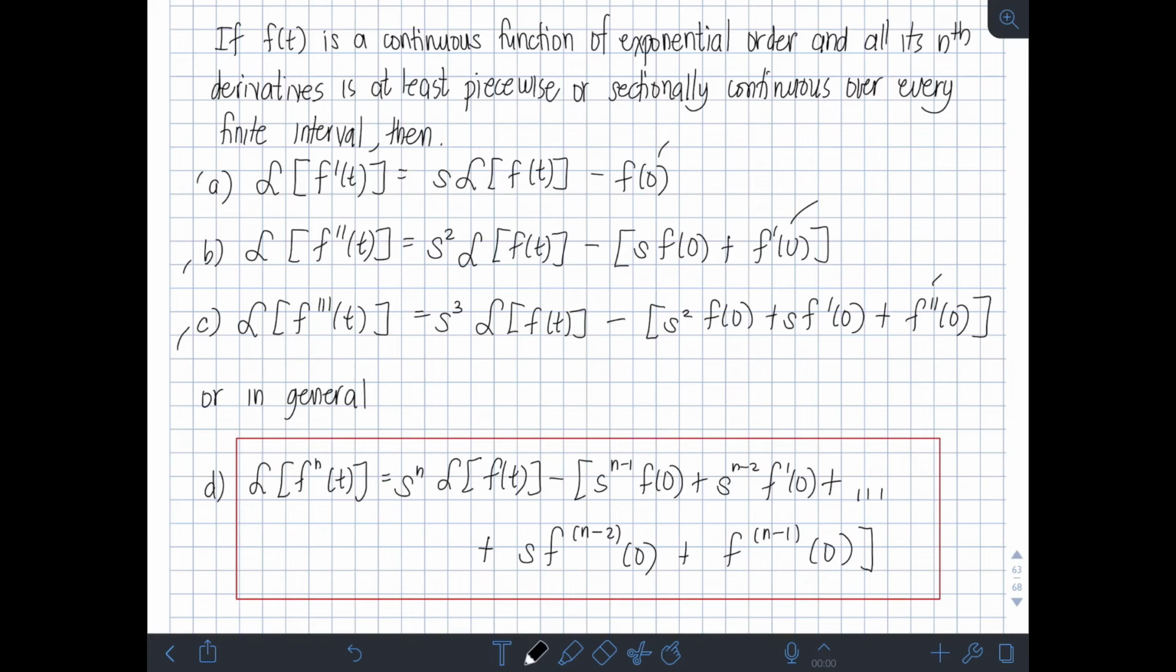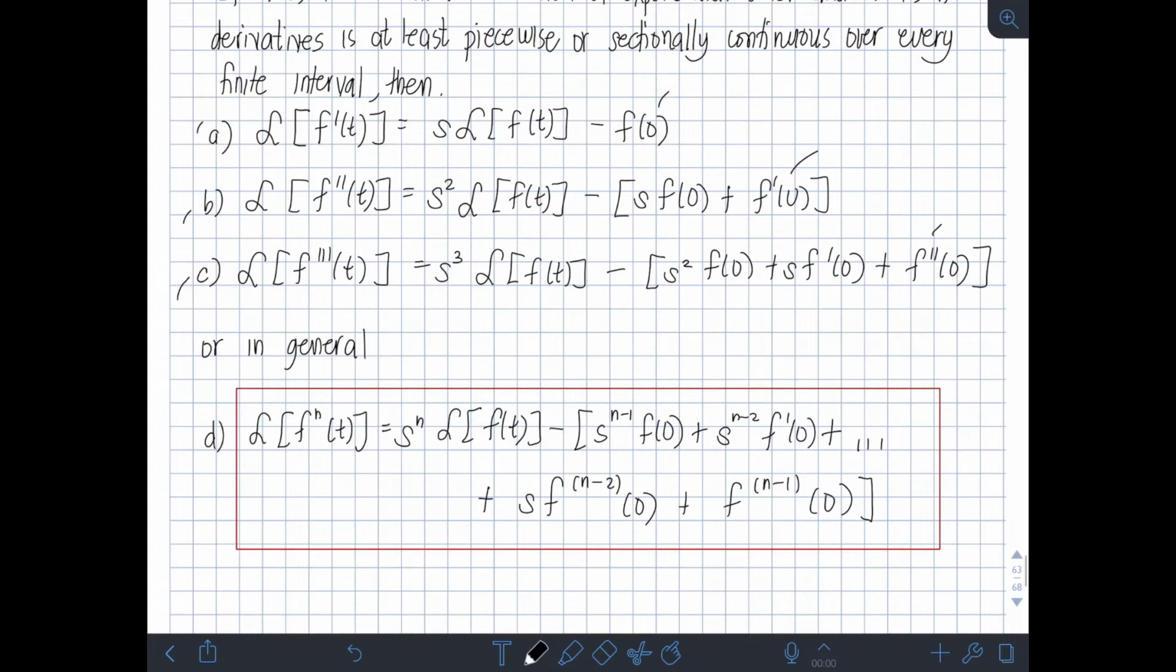Meron tayong nakitang pattern dito. So, kapag hinahanap natin yung Laplace transform, let's say, ng nth derivative, magsisimula ka doon sa s raised to n. Kung ano yung derivative ng f of t na function na hinanap mo ng Laplace transform, yun yung unang exponent mo doon sa s. Tapos, multiplied sa Laplace transform ng mismong function. Okay? And then, minus the quantity. So, puro minus na to. Add mo yung product. Magsimula ka doon sa s.